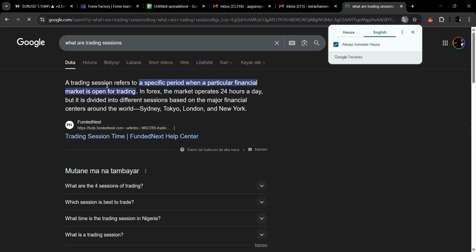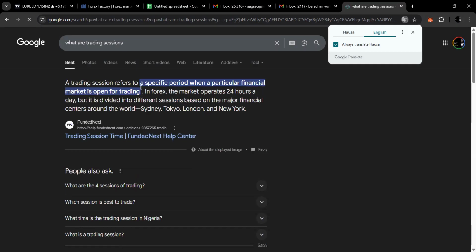So now, a trading session refers to a specific period where a particular financial market is open for trading. In the Forex market, the market operates 24 hours a day, but it's divided into different sessions based on the major financial centers around the world. So we have the Sydney, which is also called the Asian session. We have the Tokyo, that's Japan and all that. Then we have the London session, and we have the New York session.